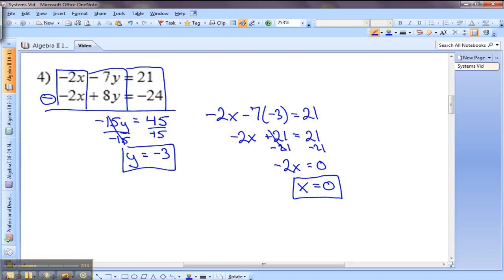So our x value for this system of equations is 0. Our y value is negative 3. And if you would like, you can write that as an ordered pair, 0, comma, negative 3.